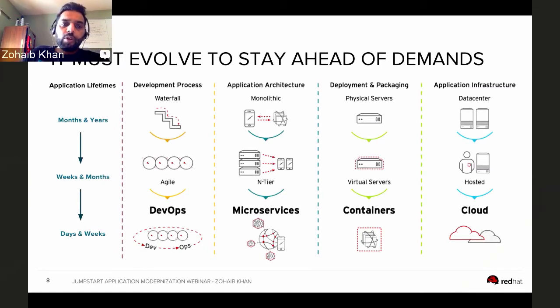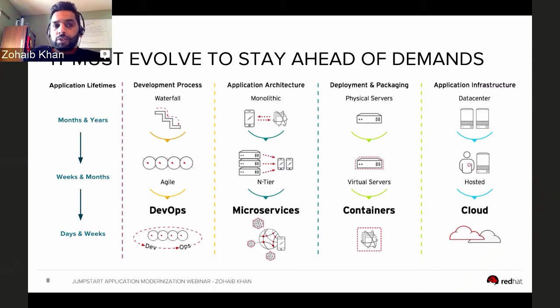If you go on the left, we started with application lifetimes, where it took months or even years to develop the systems and years and decades to run them. So obviously we're talking about systems that have been developed 20, 25 years ago or even longer.